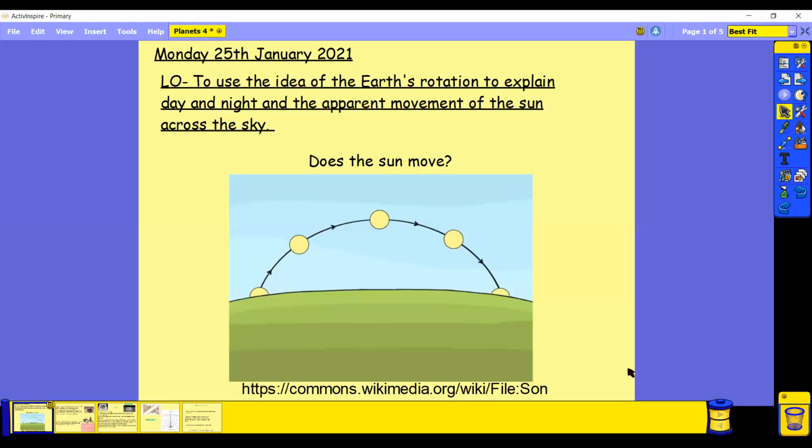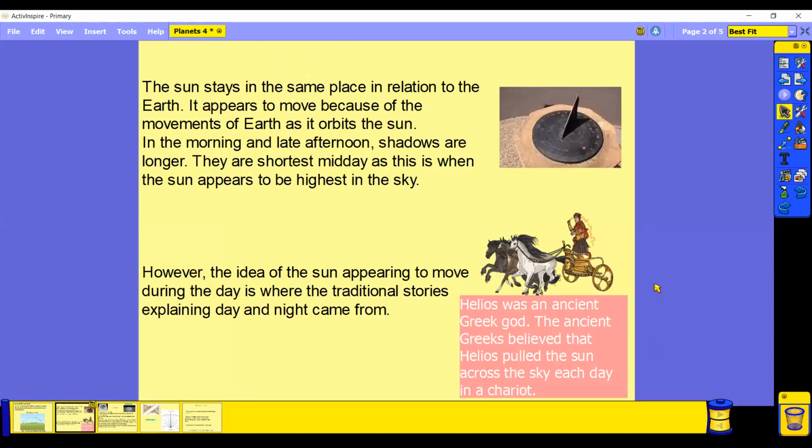Okay then, so what was actually happening in that video? It appears as if the sun is moving across the sky. What's actually happening? So the sun actually stays in one place. It stays in the same place in relation to the Earth. However, it appears to be moving because of the movements of the Earth as it orbits around the sun.